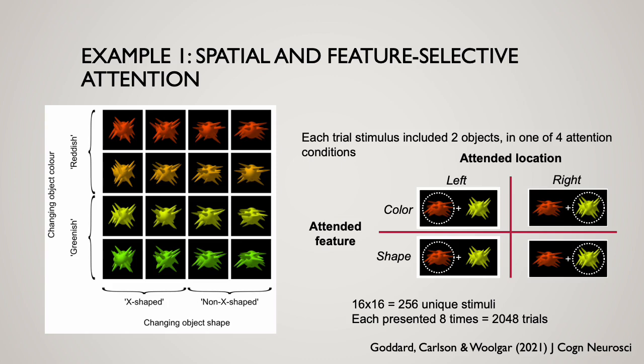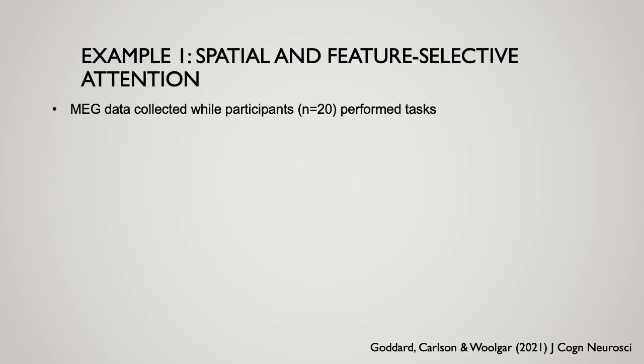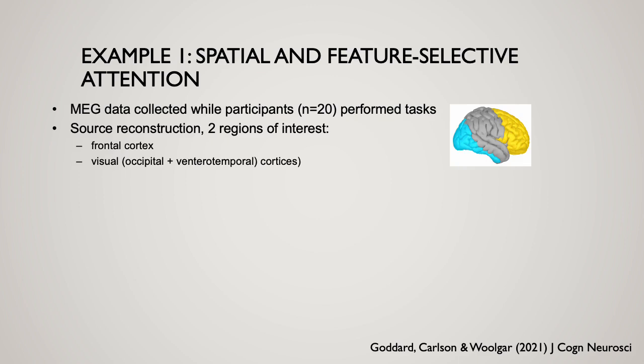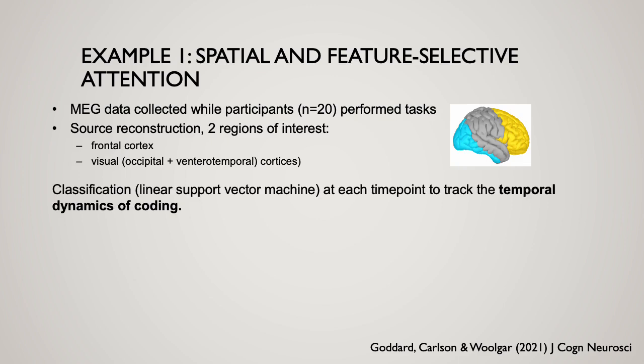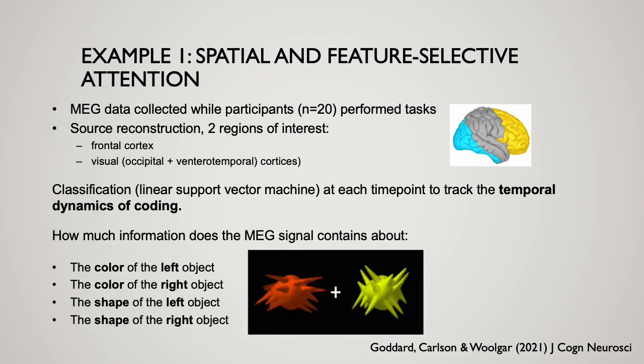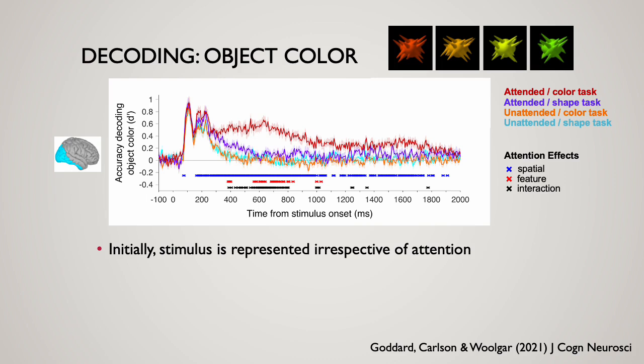We included all attention conditions across different blocks with many trials of each. We collected MEG data on 20 participants, defined two regions of interest, and performed a series of classification analyses over time. Using the same trial data, we trained classifiers to discriminate 4 separate stimulus dimensions. The classifier analyses gave us data like this.